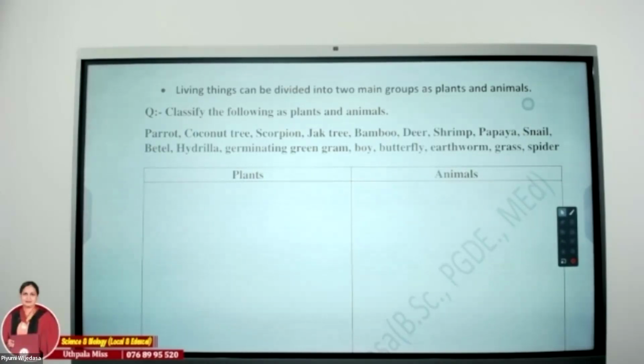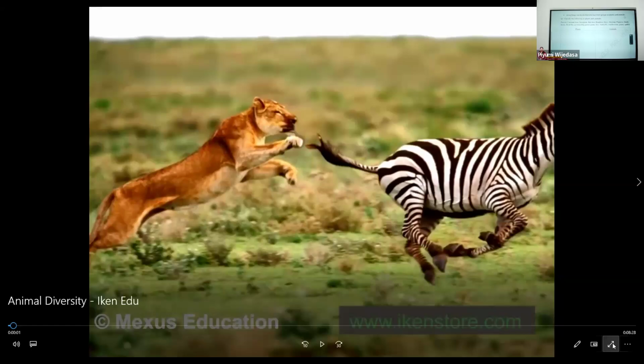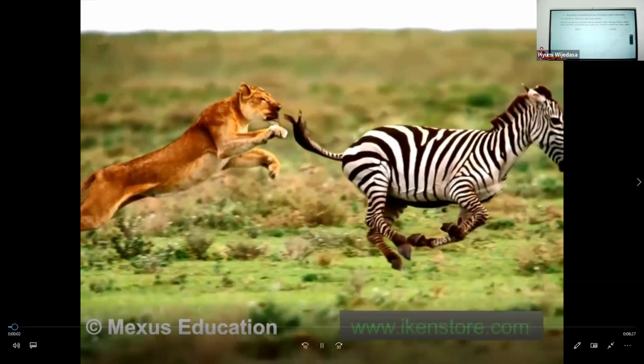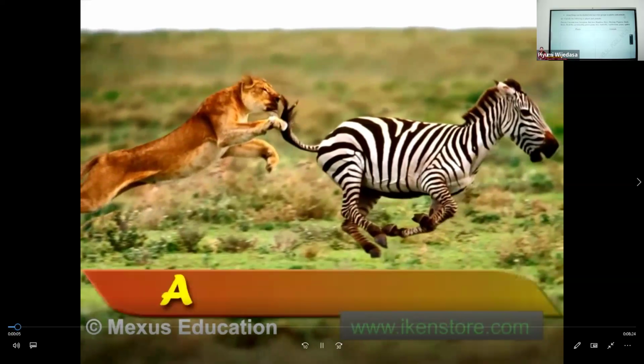Yes. Can you see my screen now? Yes, teacher. The tiger and the zebra? No, teacher. Hari, I will show. Now can you see? Yes, teacher. Animal diversity.